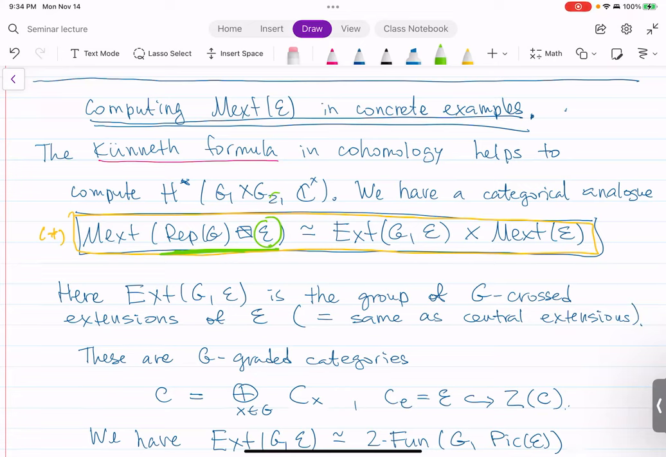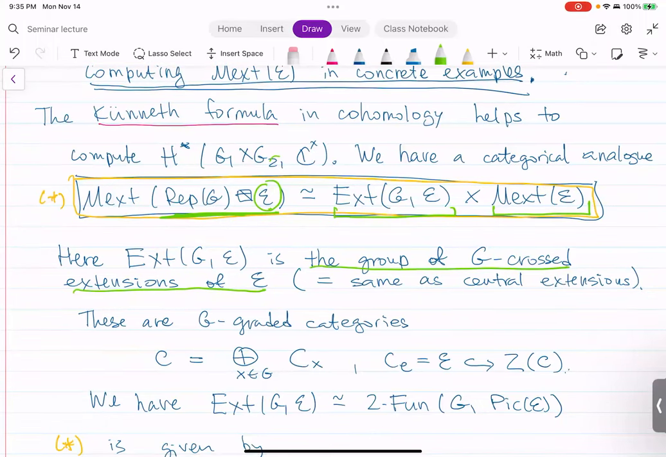This group of minimal extensions is a product of two very different groups. One of them is the minimal extensions of the second factor. Another one is the group which I called XGE, which is the group of G-crossed extensions of E. I'm going to unfold what it means, but I prefer to talk not about G-crossed extensions, as there is an equivalent way to describe this: it is the same as central extensions. So what is this precisely?